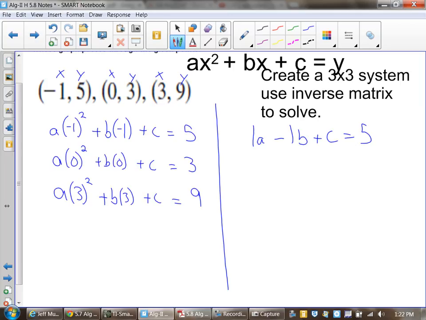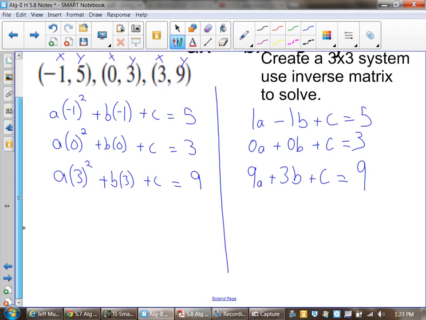What's 0 squared? So there is no A. So I have 0a plus 0b plus c is 3. So C must be 3. What's 3 squared? 9. 9a plus 3b plus c is 9. Now, I could be an ogre and tell you to use substitution and do this all by hand.